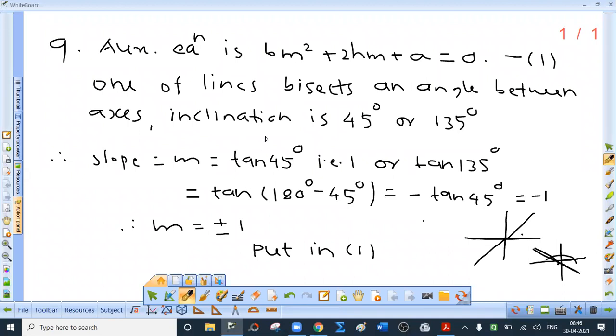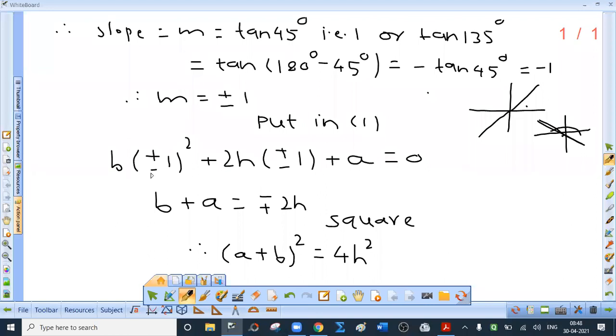Now this is a root of the auxiliary equation. So put this in 1. So b into (±1)², which is just 1. So just b + 2h into (±1) + a = 0. Now I shift this term to the RHS. You can even write plus minus because minus plus is the same as plus minus.